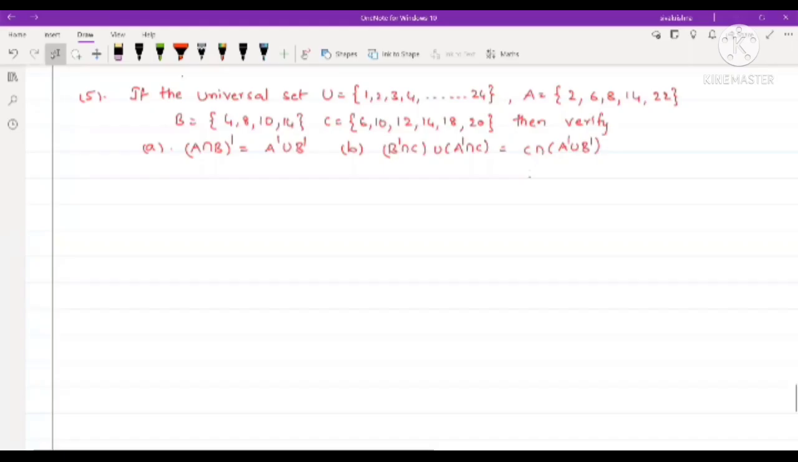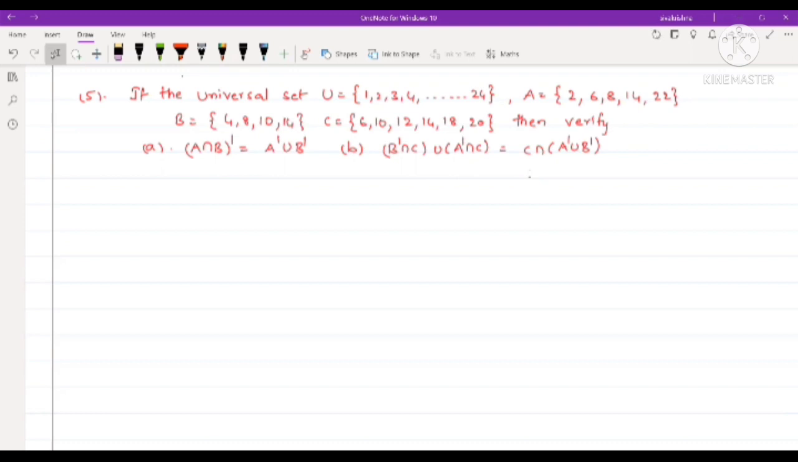Hello students, today I am going to prove some more problems on sets. So coming to the next problem. In this particular problem, we are given the sets. Capital U is nothing but the universal set. In U we have the elements from 1 to 24.